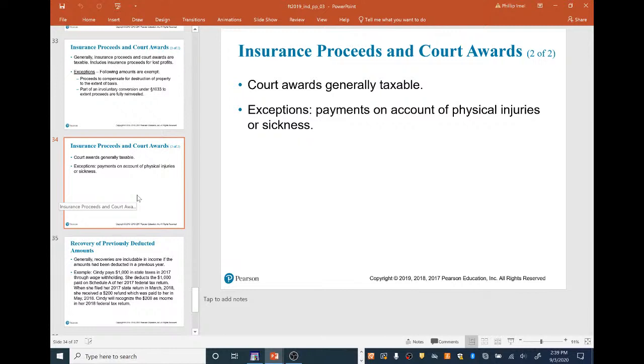So once again, the potential inclusion of insurance proceeds and court awards in gross income is affected by the reason for the amounts that were received. For example, recoveries of lost profits, whether as insurance proceeds or damages, are includable in gross income. Amounts received because of personal injury or sickness are generally excluded from gross income. Punitive damages awarded on the basis of sickness or physical injury are taxable. So punitive damages are going to be taxable.